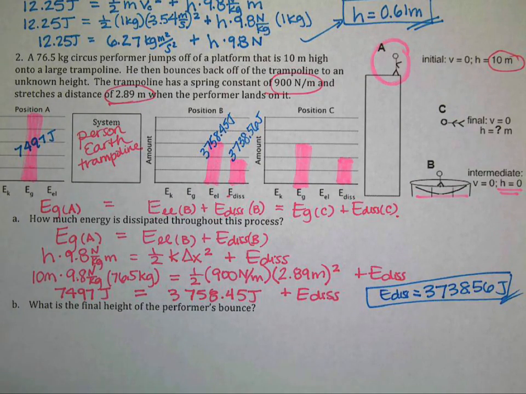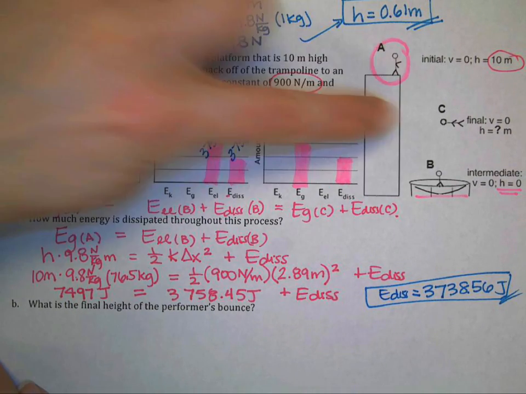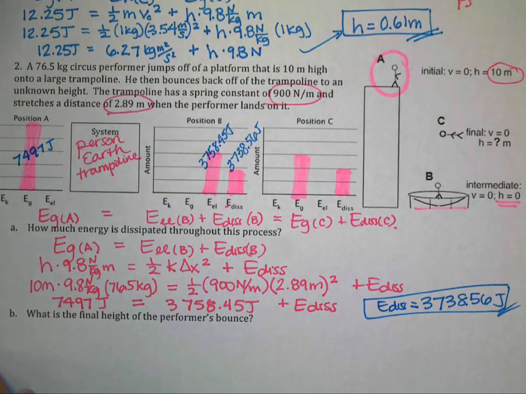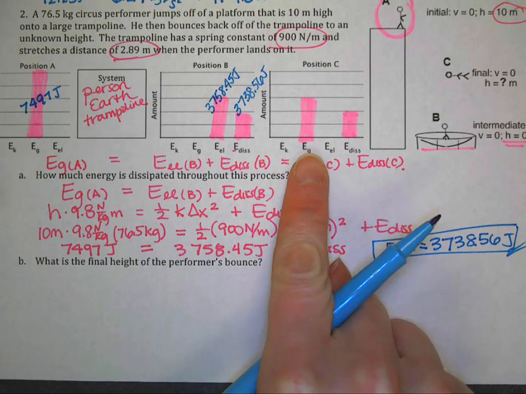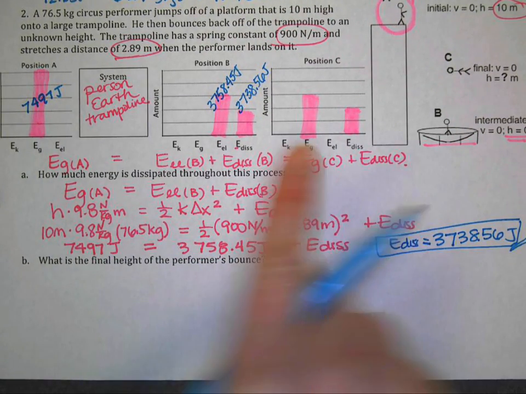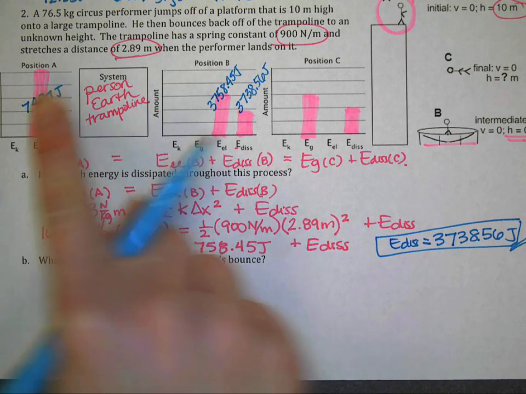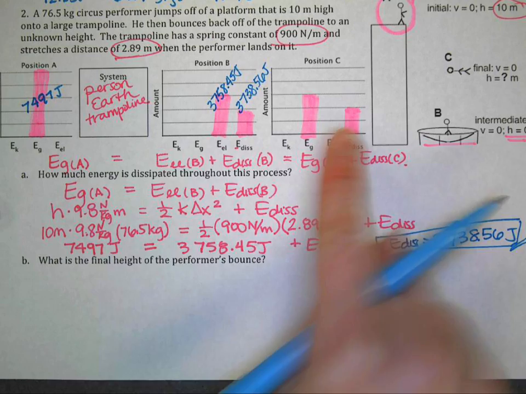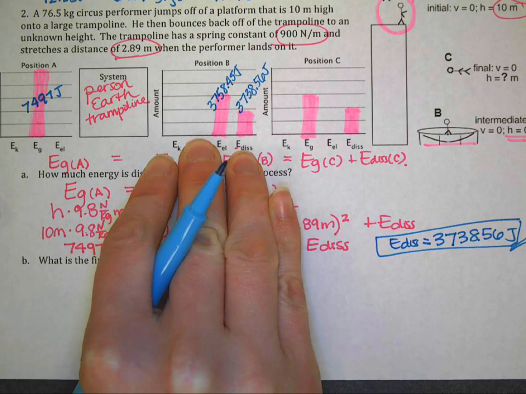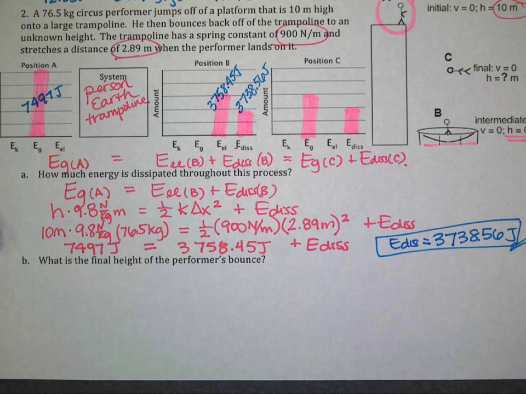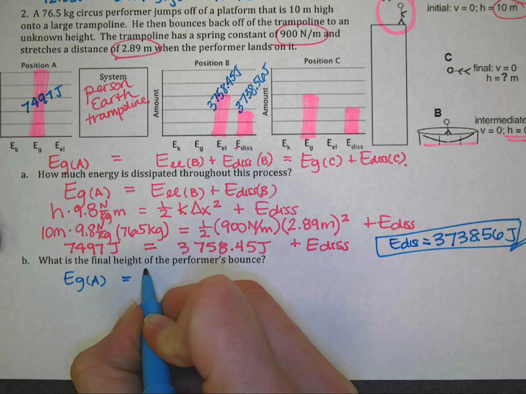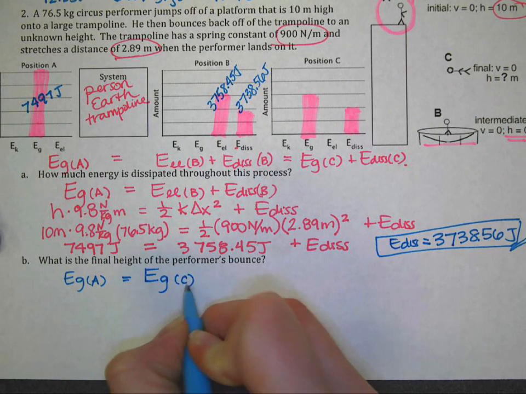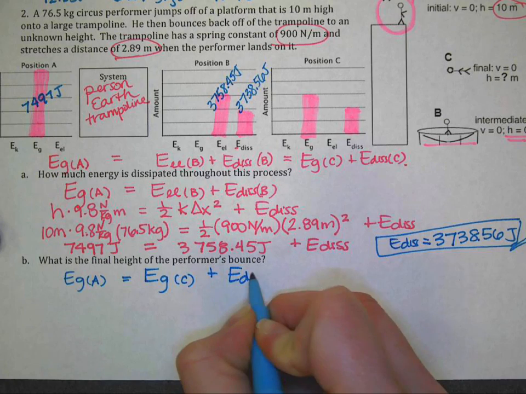Okay, for question B, it's asking what is the final height after the performer's bounce. So what's his height right here? That's referring to position C. So I would again think, well, I know position A is equal to my total at position C. We can pick any set of these equations to mix up. So EG at position A, the energy stored gravitationally, would be equal to the energy stored gravitationally at position C plus the energy that was dissipated.